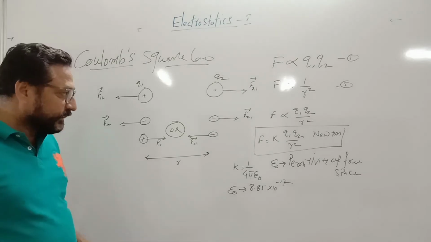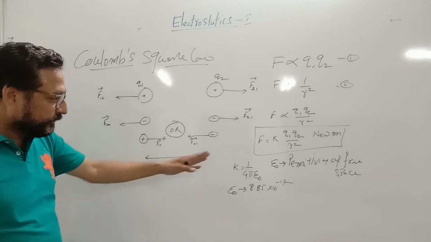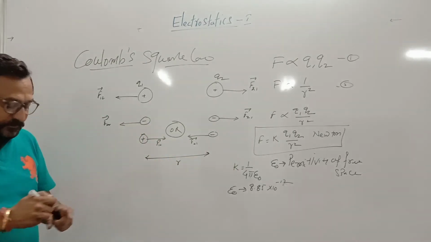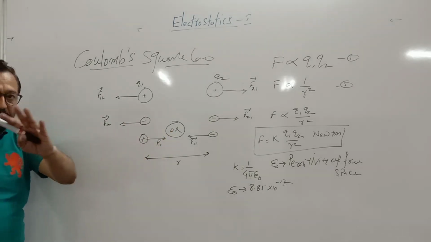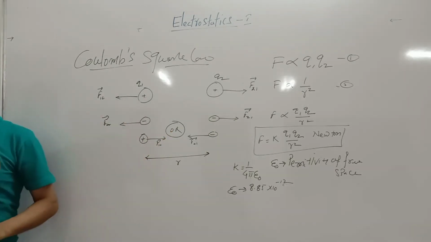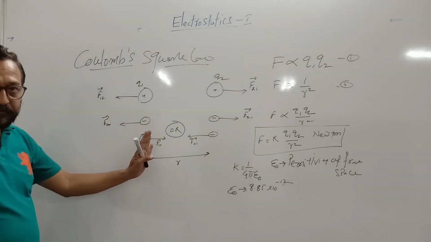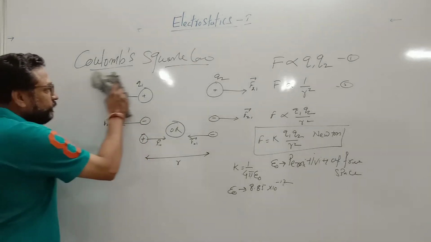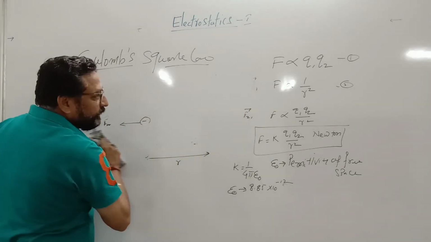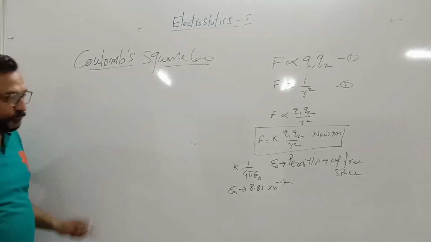And again, in the next part, we find out the value of K. Please write down each and everything in your copies. After that, we remove this diagram.